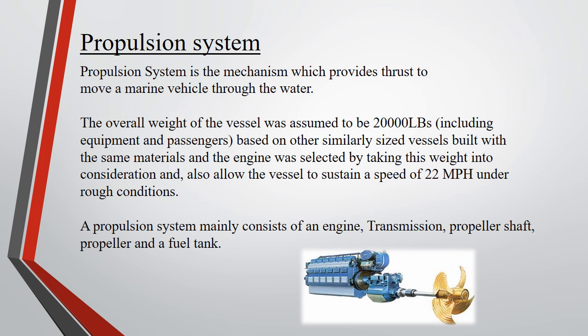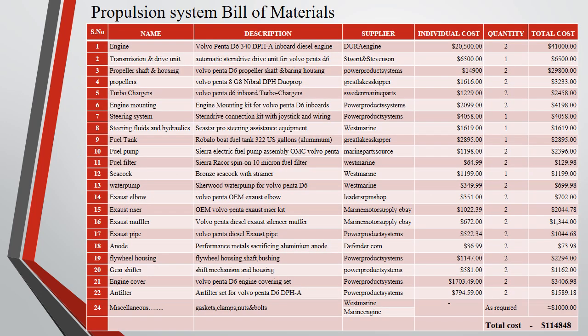Next up, we have the propulsion system, which has the mechanism to provide thrust to move a marine vehicle through the water in this case. We've assumed the overall weight of the vessel to be 20,000 pounds, including the equipment and passengers, and we've allowed the vessel to move and sustain a speed of 22 miles per hour under rough conditions.